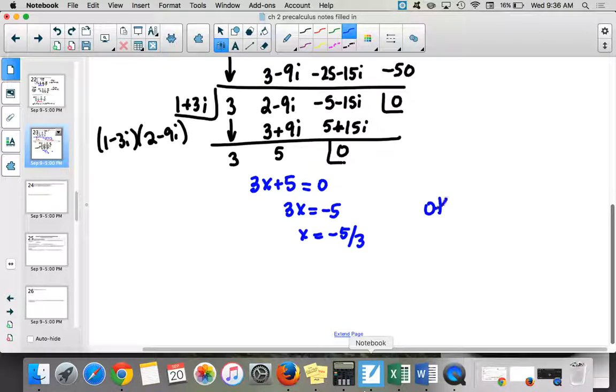So our roots in general were the original one, 1 minus 3i. The second one we found, 1 plus 3i, and the negative 5 over 3. Okay, so it's not too painful with your calculator. It's a little bit painful though, right?